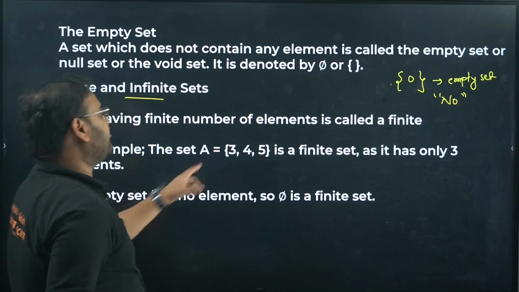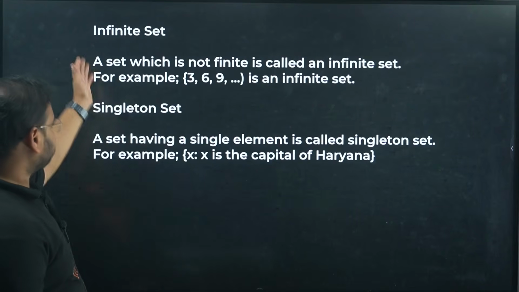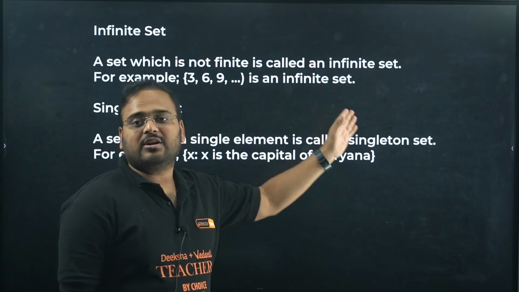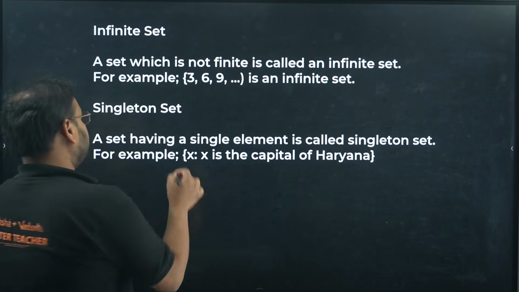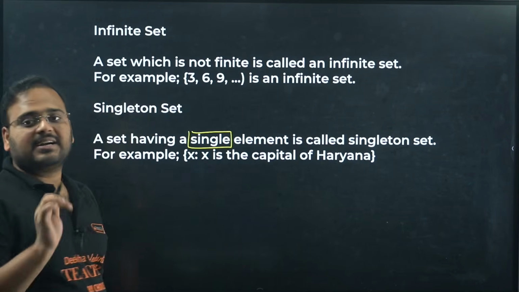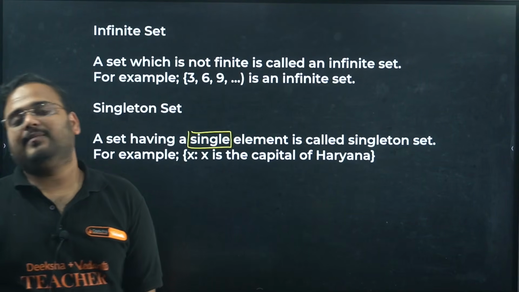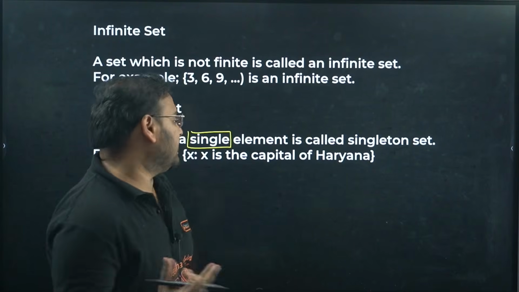Here you can see there are 3 elements. This is the finite set. For an infinite set, we can look at the example over here: 3, 6, 9, it is not ending, so infinite set. Singleton set, as the name suggests, is a set having a single element. If a set has only one element, it will be called your singleton set.